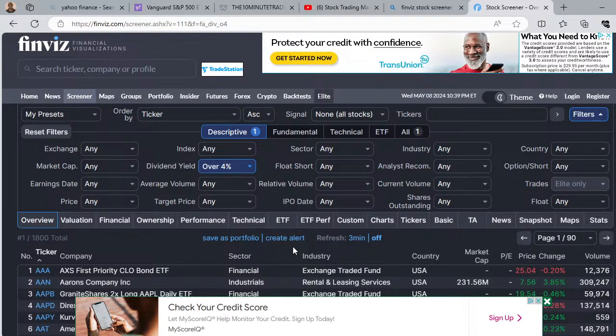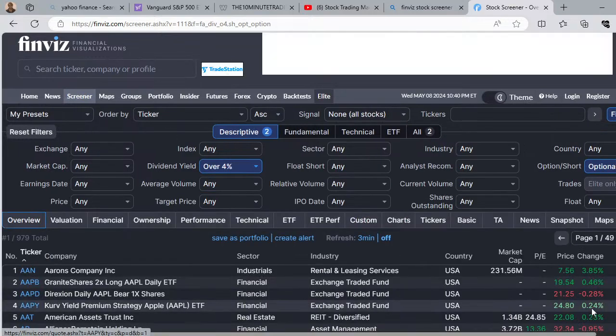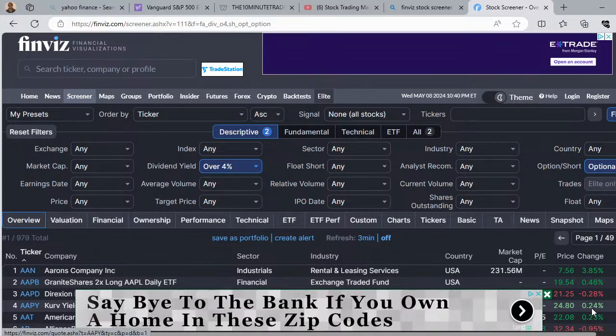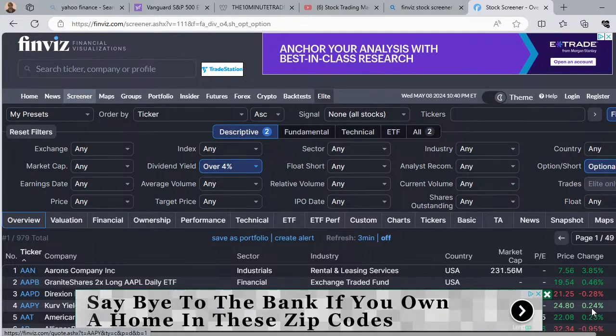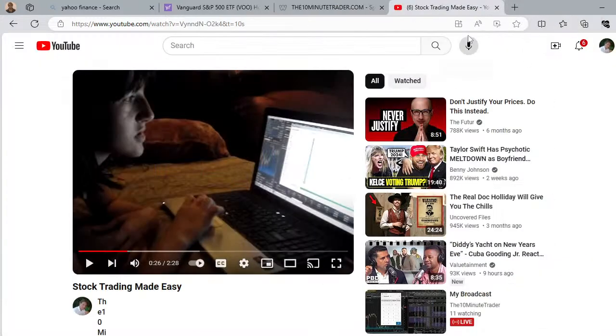Okay, so I want to come over here next. I want to make sure they have options. Right there, options. Unfortunately, it doesn't distinguish between weekly options and monthly options. So once I hit that options, now what? 979. Okay, so it doesn't distinguish between weekly or monthly. So I want to get out of there. I don't need that one. I don't need this one. I'll leave it there anyway.